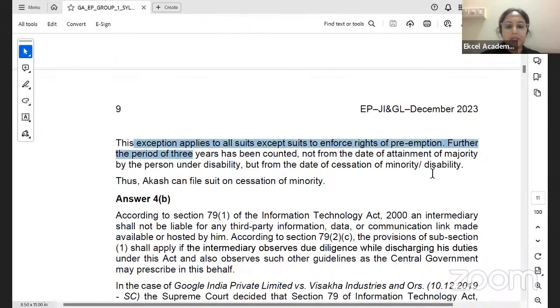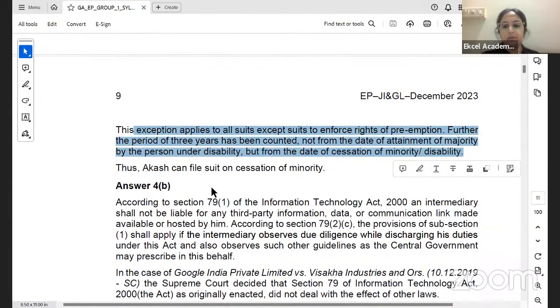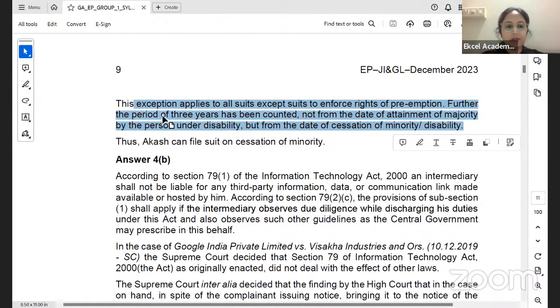So this exception applies to all suits except suits to enforce the rights of preemption. So apart from preemption rights, for everything this is applicable. And further, the period of 3 years is counted not from the date of attainment of majority by the person under legal disability, but from the date of cessation of minority or disability.